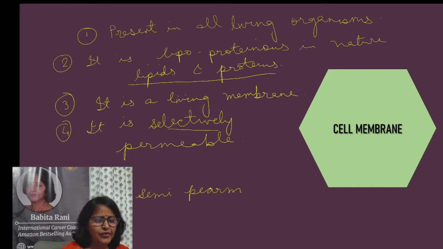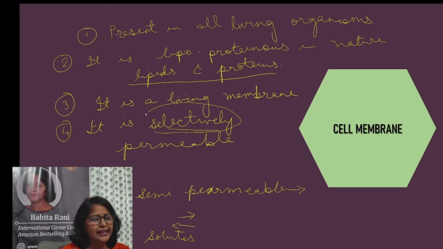It allows movement of only one solvent from one side to the other, whereas a selectively permeable membrane allows movement on both the sides. In a semi-permeable membrane, movement is only of the solvent, whereas some solutes can also move in a selectively permeable membrane, but solute movement is restricted in a semi-permeable membrane. In the biological world, we will always use the term selectively permeable membrane. So, cell membrane is selectively permeable membrane, not semi-permeable membrane.